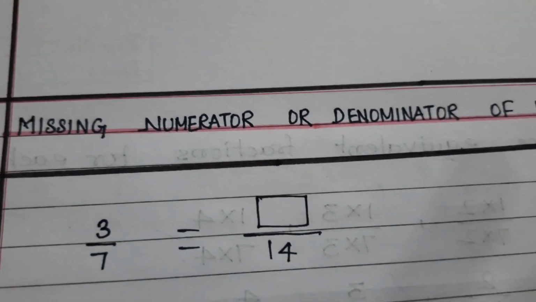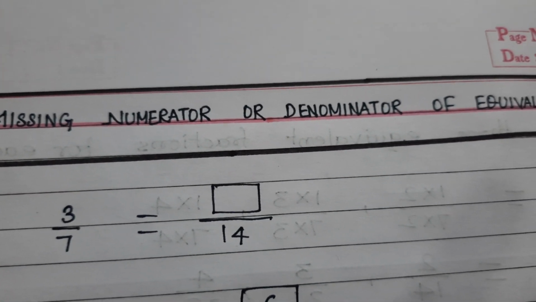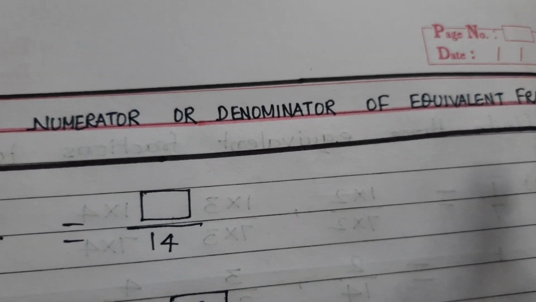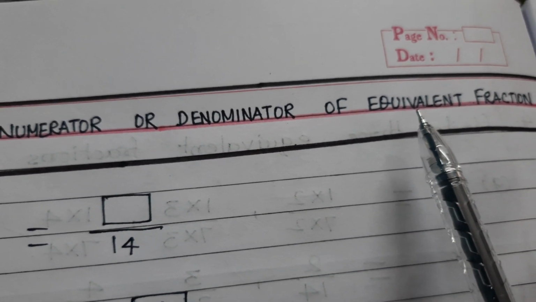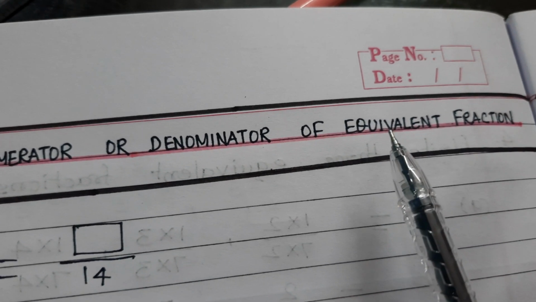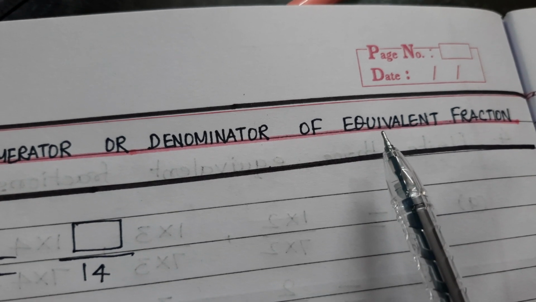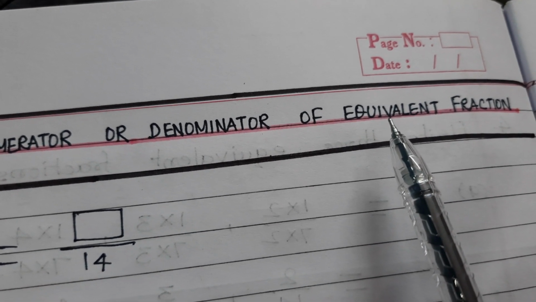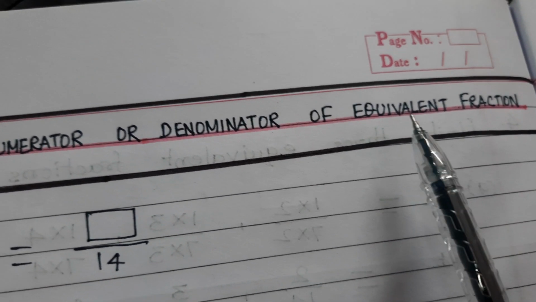In our previous class, we have learned about equivalent fractions. And how do you find the equivalent fraction? When we multiply the numerator and denominator by the same number, we get the equivalent fraction of the given fraction.